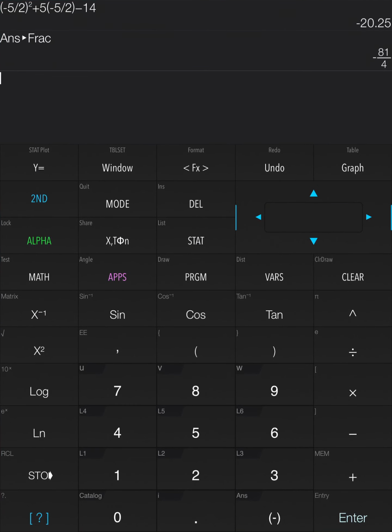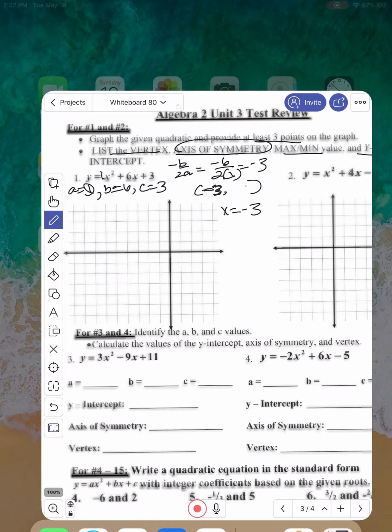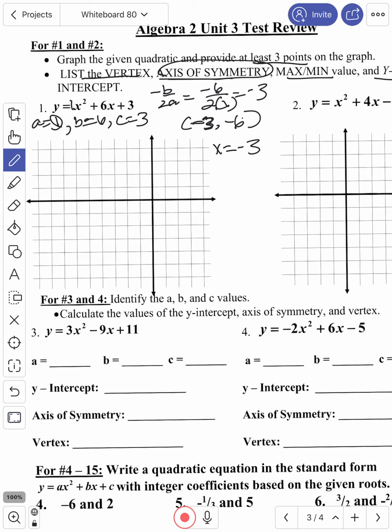and I'm going to fill in the equation, x squared, so negative 3 in parentheses squared, plus 6 times negative 3, and then plus 3. So my vertex is negative 3, negative 6. So here's my vertex, 1, 2, 3, 4, 5, 6, negative 3, negative 6 is my vertex. It's a minimum. Since this is a positive 1, it's going up, so that would make my vertex a minimum.